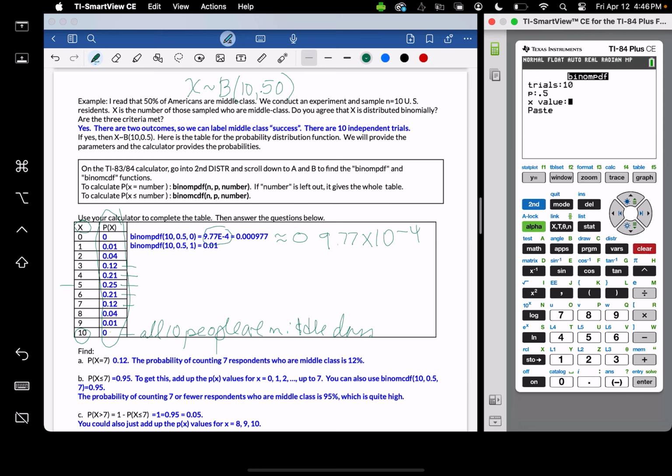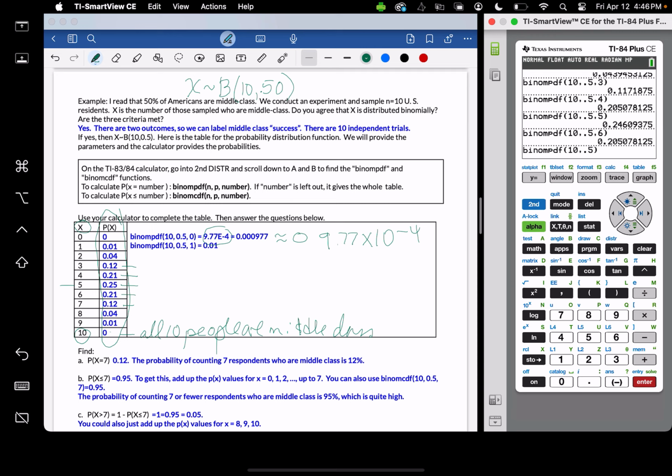What happens when I don't put anything in for x? Can that still work? So what it does is it gives me all the answers, and I can just scroll along and see all the answers if I don't give it the x value.